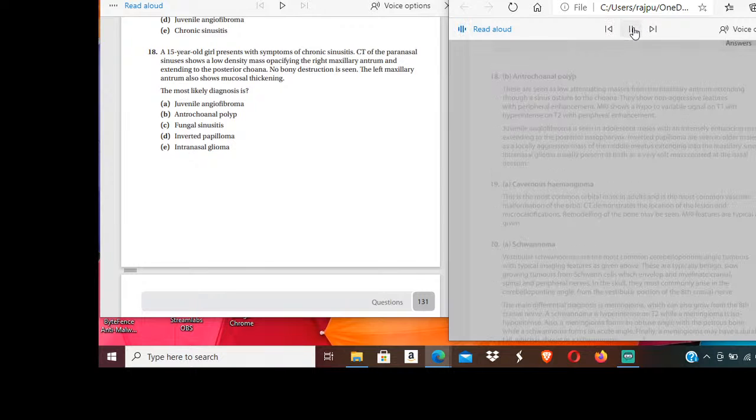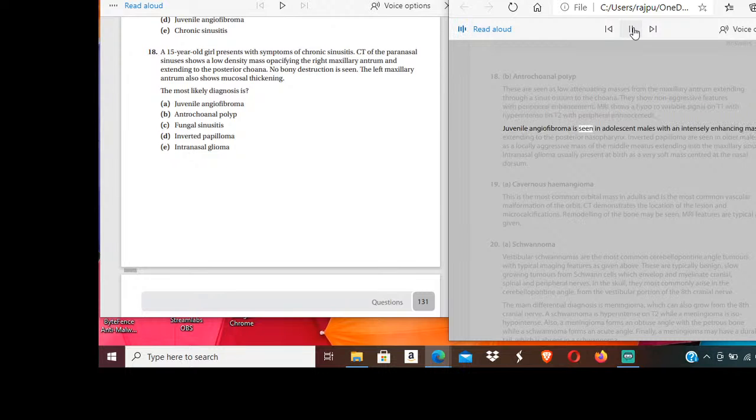18. B. Antrochoanal polyp. These are seen as low attenuating masses from the maxillary antrum extending through a sinus ostium to the choana. They show non-aggressive features with peripheral enhancement. MRI shows a hypo to variable signal on T1 with hyperintense on T2 with peripheral enhancement.